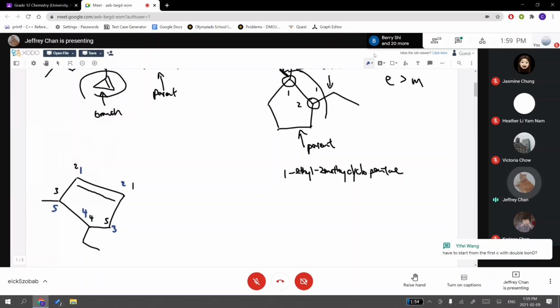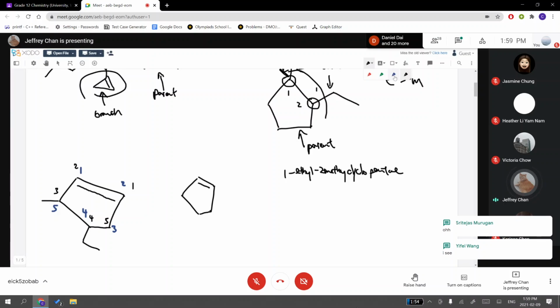So a mistake that some people make is they don't follow the rule of counting through the double bond. Sometimes I will see something like this. They start counting like this, which is wrong. So I go 1, 2, 3, 4, 5, and you can't do that. You have to count through the bond.